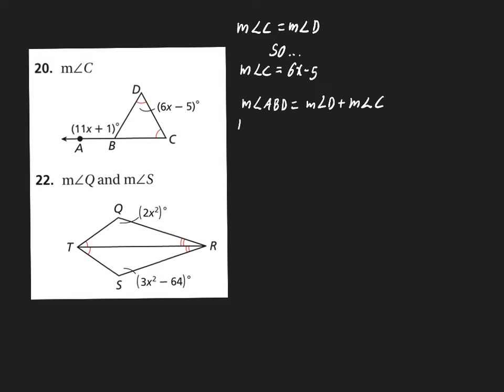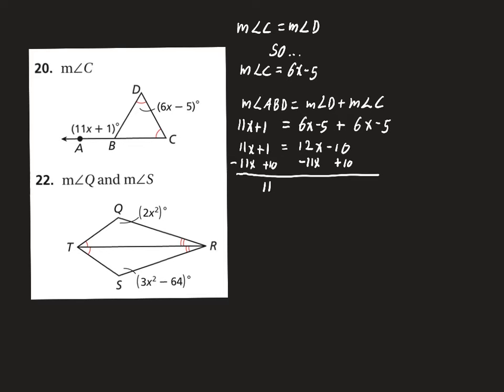So now we're going to use substitution and put the measure of angle ABD as equal to 11x plus 1. That will be equal to 6x minus 5 plus 6x minus 5 for both of those angles. And let's simplify the right-hand side, get 12x minus 10. Then we're going to subtract 11x from both sides and also add 10 to both sides, doing both in one step. Then we get 11 is equal to x.